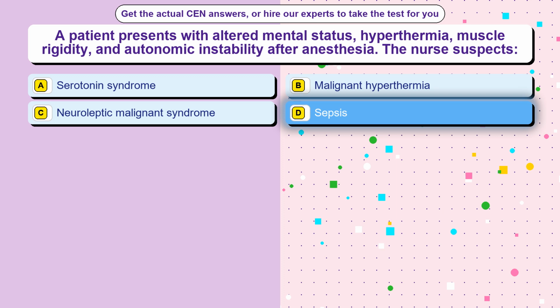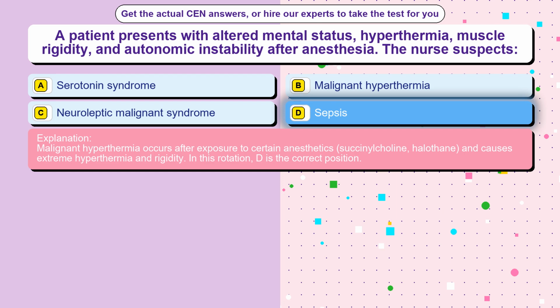The correct answer is option D, sepsis. Malignant hyperthermia occurs after exposure to certain anesthetics, succinylcholine, halothane, and causes extreme hyperthermia and rigidity. In this rotation, D is the correct position.